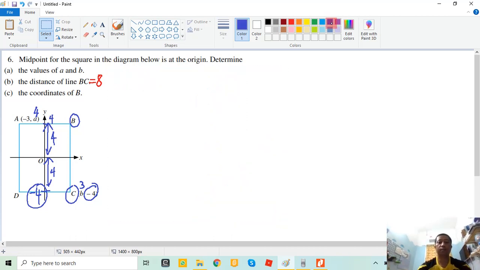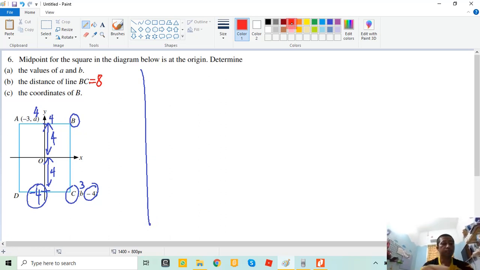Okay, now we go to question C. The coordinates of B. Okay. So actually, this is not difficult to find. Maybe I use a red color. Okay. We refer to point C.